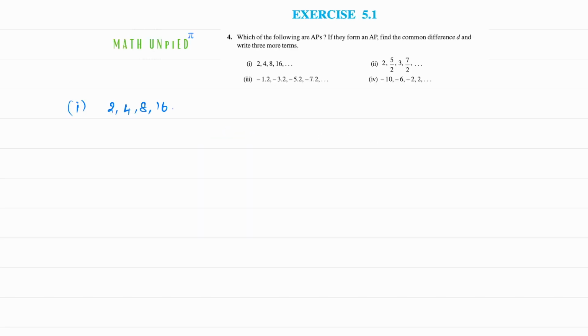Let's move on to sum number 4. Which of the following are APs? If they form an AP, find the common difference D and write 3 more terms. So let's take the first one.